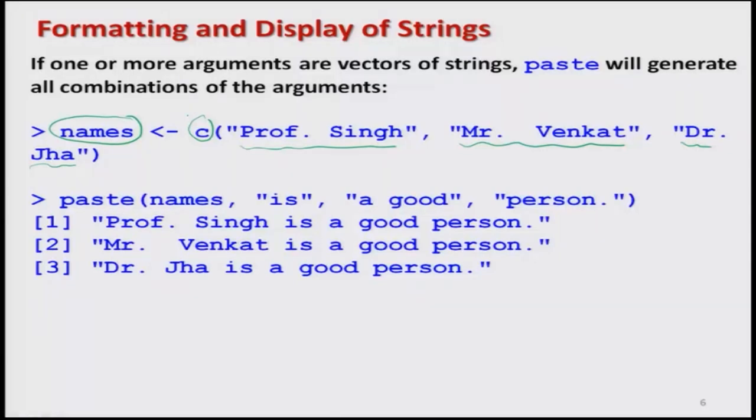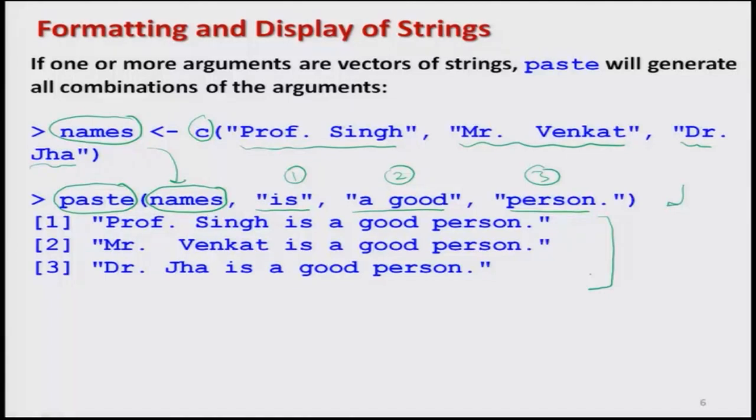And now, I am using a paste function and my objective is that I want to write Professor Singh is a good person, Mr. Venkat is a good person, and Dr. Jha is a good person. So what I do here is write my names vector, and then I write "is a good person". This is my string number 1, this is my string number 2, and this is my string number 3. Now, once I execute it, we get this type of outcome.